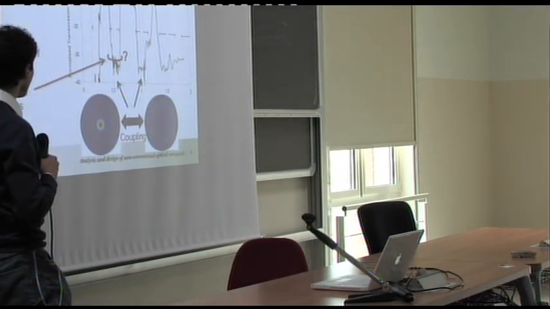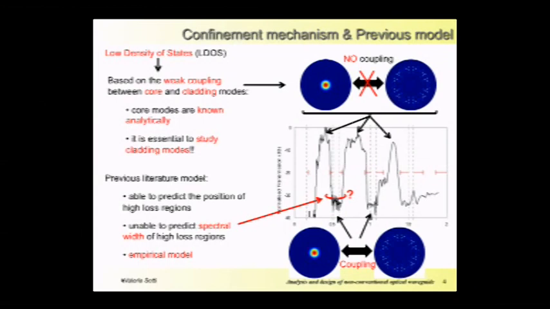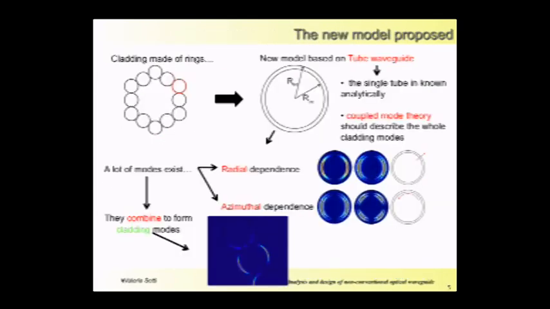Previous models that have been proposed in the literature were only empirical ones, so they were only able to predict the spectral position of the high loss regions, but they were unable to predict their spectral width. So our goal has been to formulate a theoretical model. Our idea is that we can consider the cladding as an assembly of hollow tube waveguides, so we can study analytically the single tube, then use coupled mode theory to describe the modes of the interior cladding.